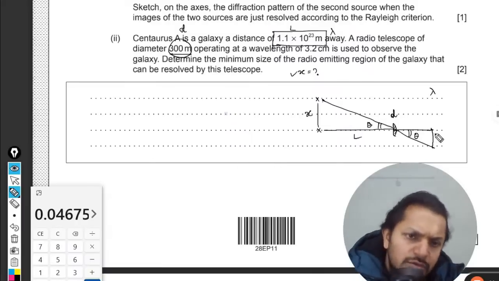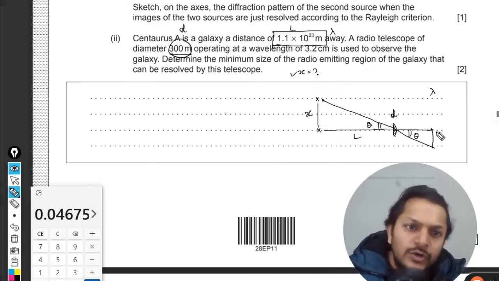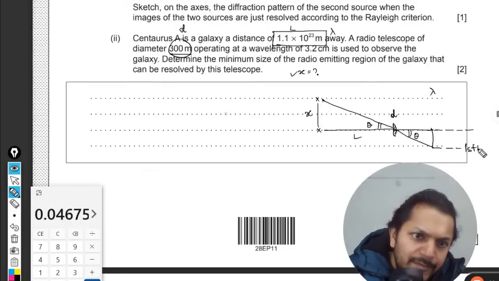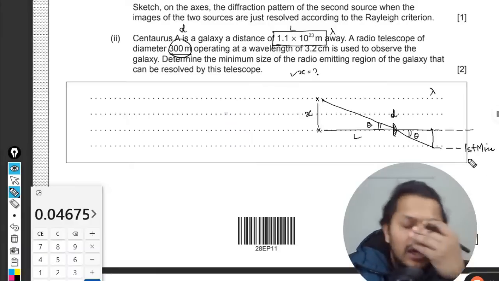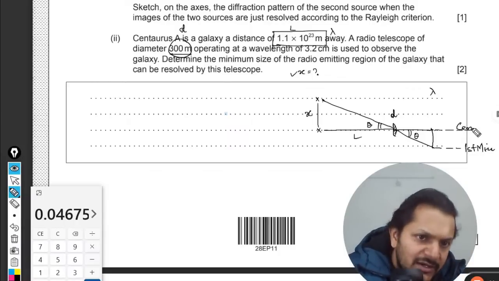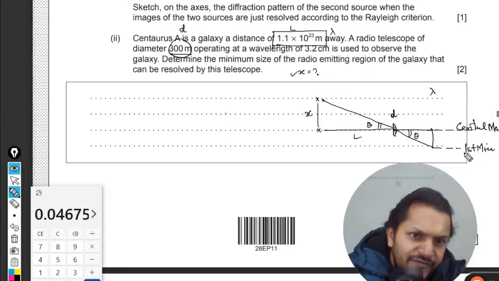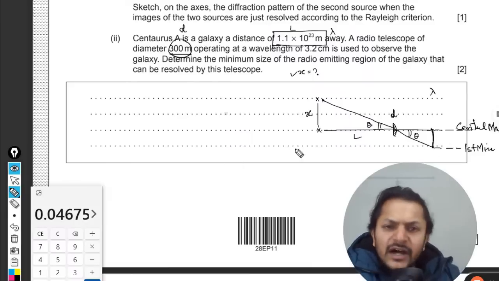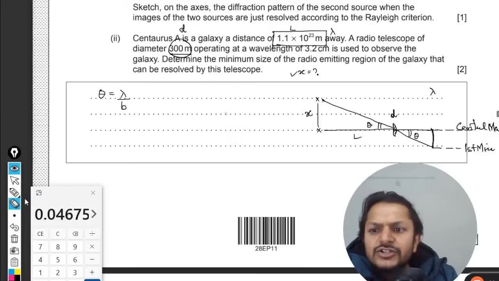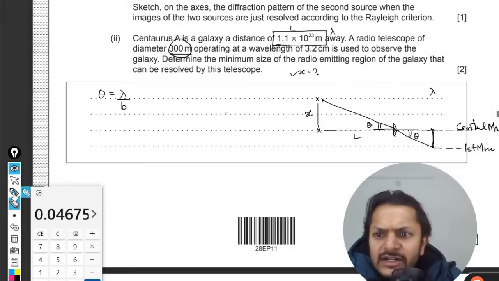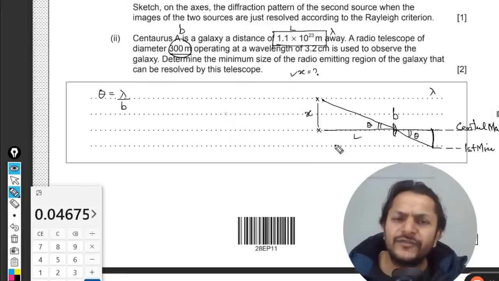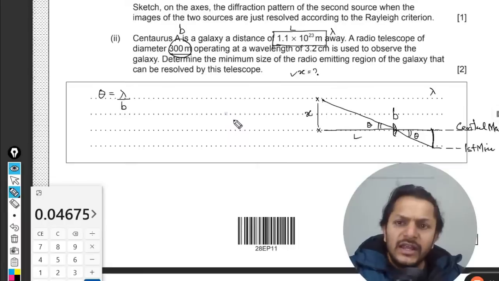Now when it comes to the resolution, the Rayleigh criteria, I told you that this will be the central maxima and this will be the first minima. If I'm going to talk only about the images created by one star, this will be the central maxima and this is the first minima. So this is the theta. So theta is equal to lambda divided by b. Because it is the case of diffraction, we will not call it d, we will call it b. Just like terminologies, d is used in interference, so to differentiate we just use b. It is lambda by b.